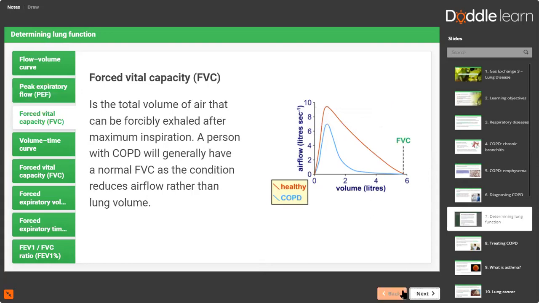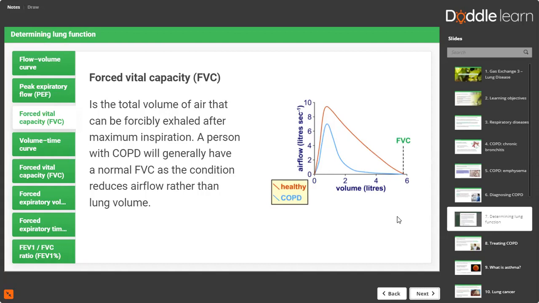So if we look at the forced vital capacity, that's part at the end. This is the total volume of air that can be forcibly exhaled after maximum inspiration. A person with COPD actually generally has a normal FVC as the condition reduces airflow rather than lung volume.